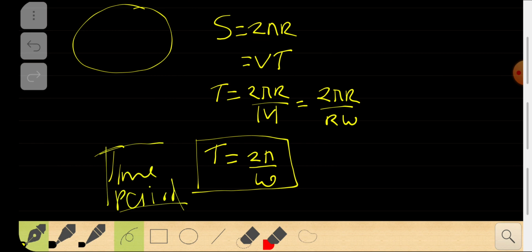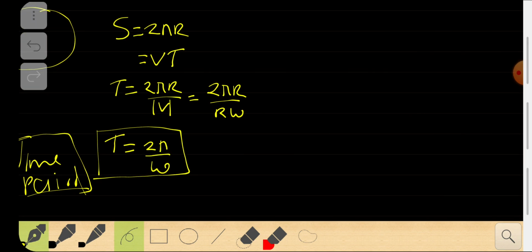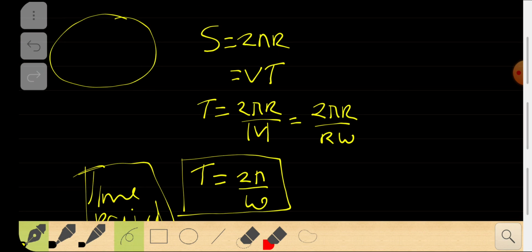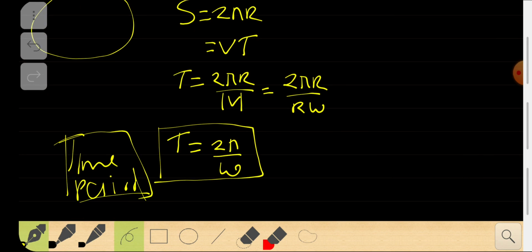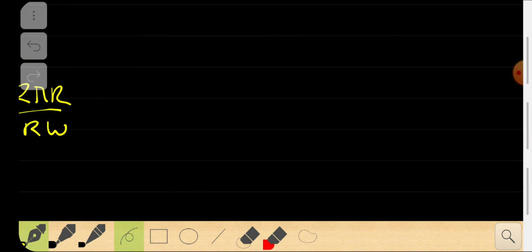So that's the time period of oscillation, which is 2 pi by omega. That's the time period of oscillation, and this is for one oscillation: how much time will it take. That's what it says. If omega is some value, then you can find it out using that straightforward equation. You have been seeing it for a long time, so I'm not going to spend much time on that.